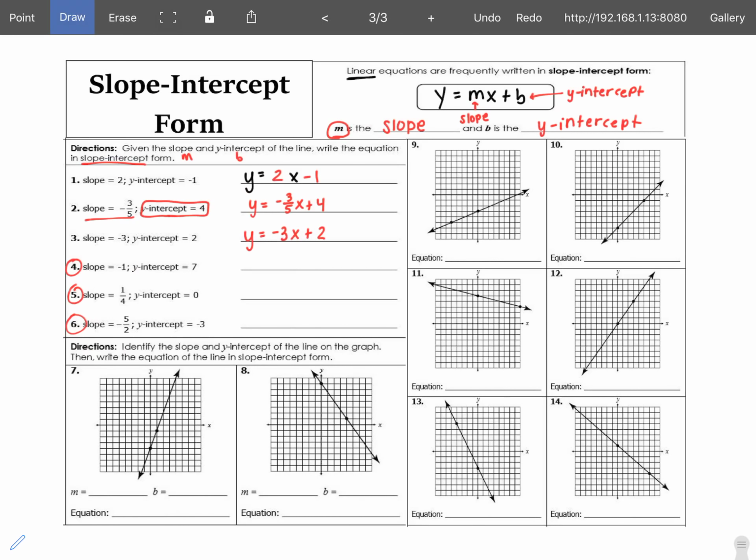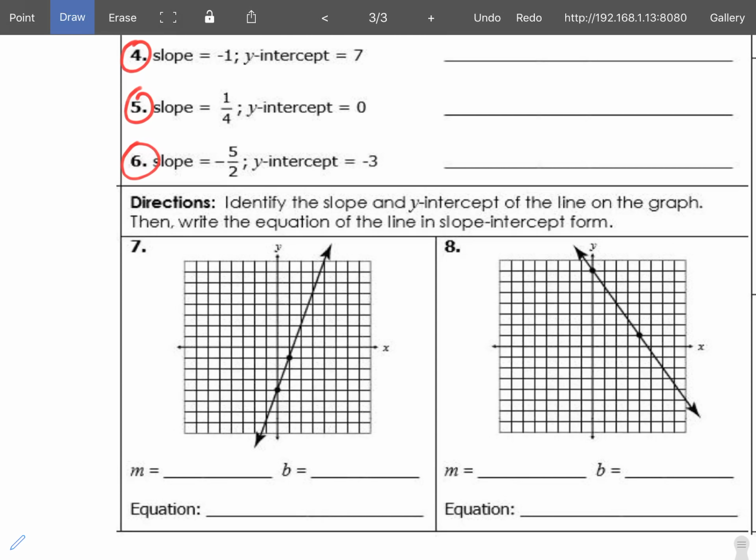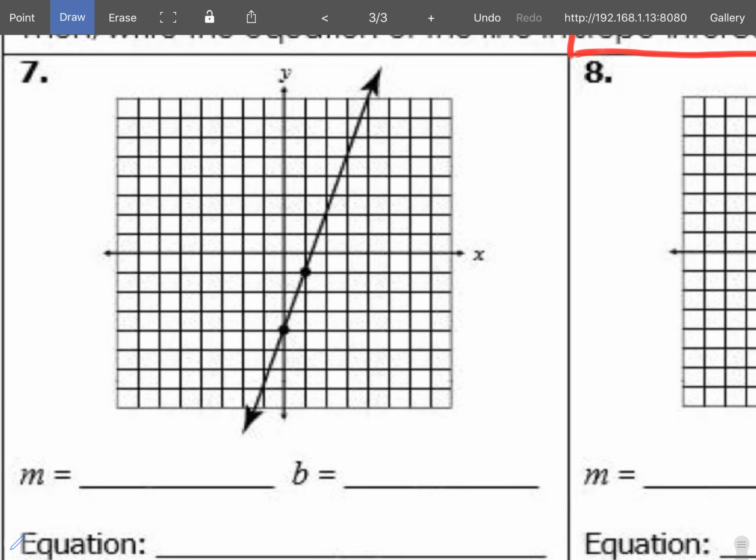Okay. All right, let's try number 7. So identify the slope and y-intercept of the line on the graph. Then write the equation of the line in slope-intercept form. Okay? So it says first to identify the slope and y-intercept. What's the slope here? Didn't we just do that on the other one? We started here, right? And we went up to here, and we went up 1, 2, 3, over, and then to get to this point, I go over 1, don't I?